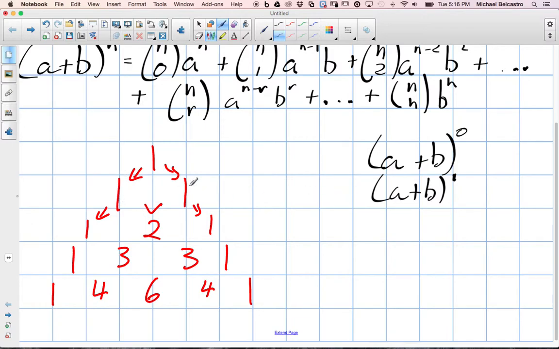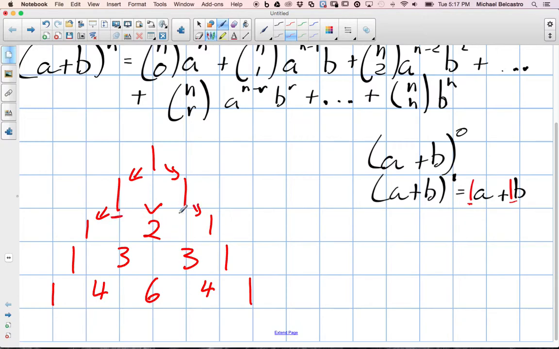So if you look at the coefficient in front of a, for example, if I were to expand this, there's only one bracket, so I can drop the bracket. This is essentially equal to a plus b. And the coefficient here is just a 1 and just a 1.